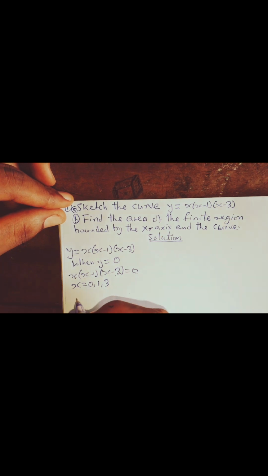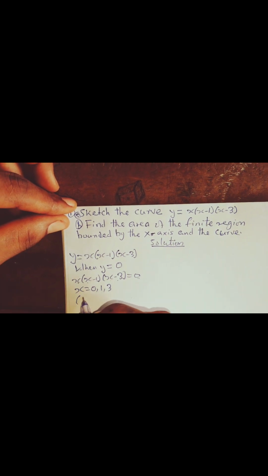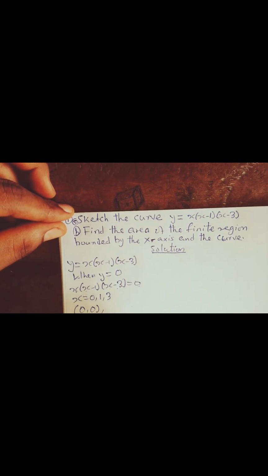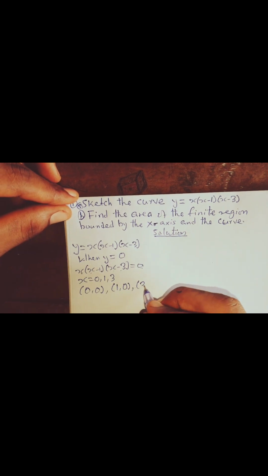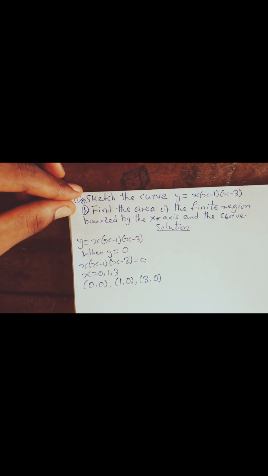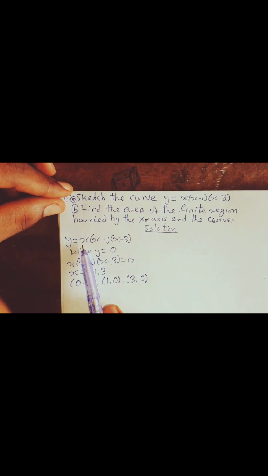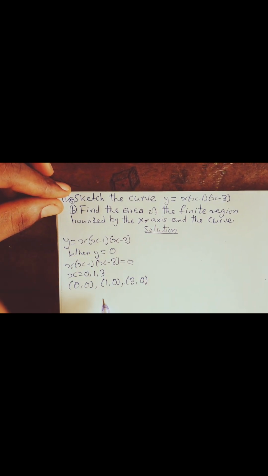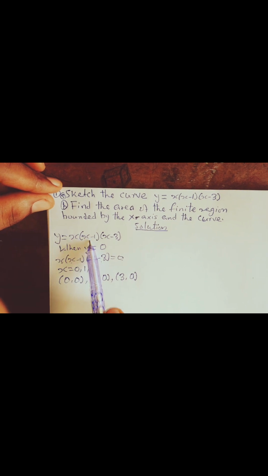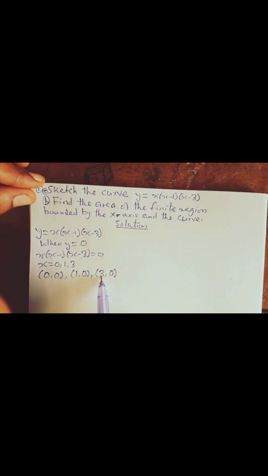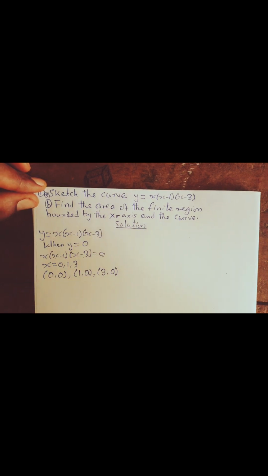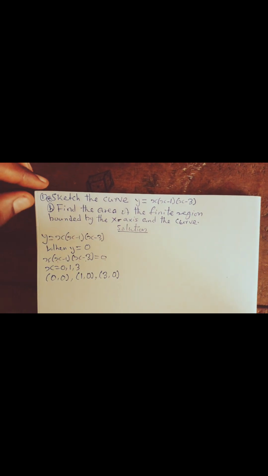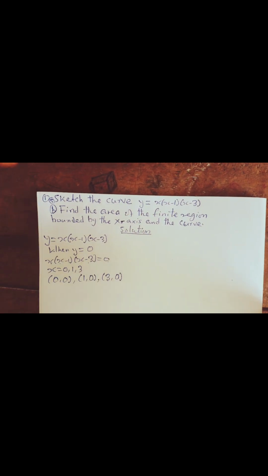So it means the points are 0, 0, 1, 0, and then 3, 0. When you let x is equal to 0, the whole thing becomes 0. If you put x is equal to 1, the whole thing becomes 0. If you put x is equal to 3, the whole thing becomes 0. So I've gotten my points now. What I have to do now is to sketch my curve.